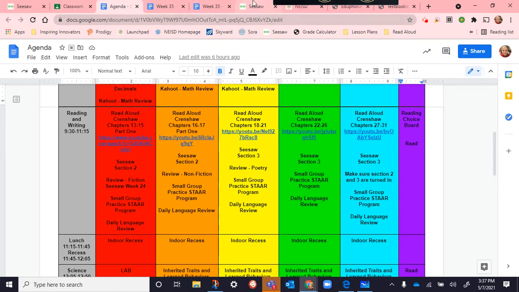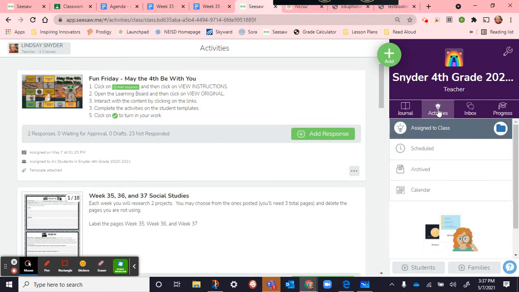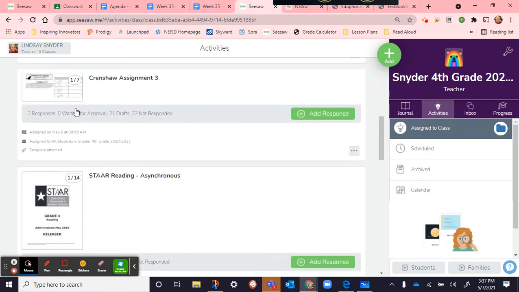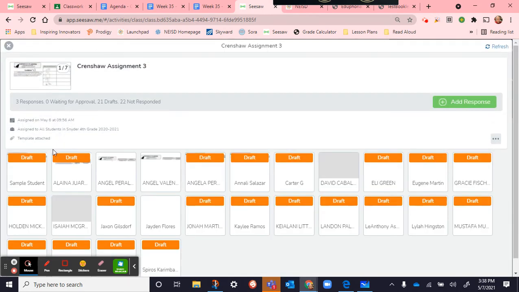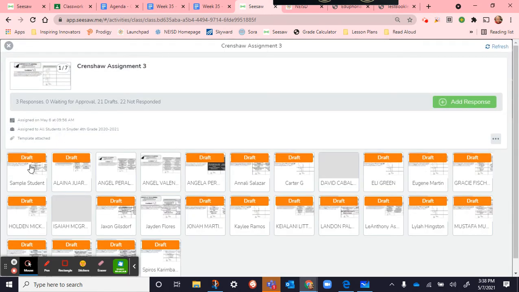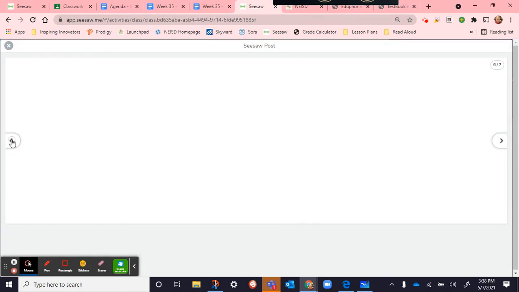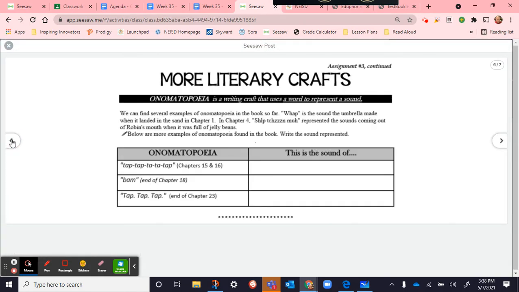And so we were talking about, let's see, section 3. Let me just open this. All right, so we were talking about these last 2 pages. So the first one was the onomatopoeia. And so we were talking about, what were these sounds? So the tap, tap, tap.